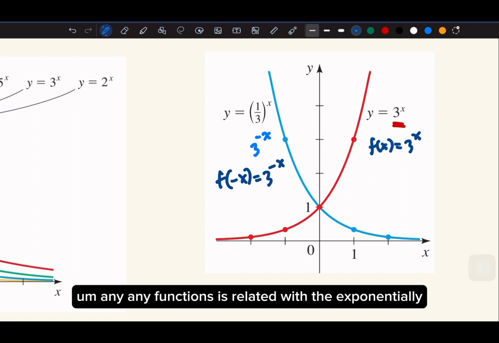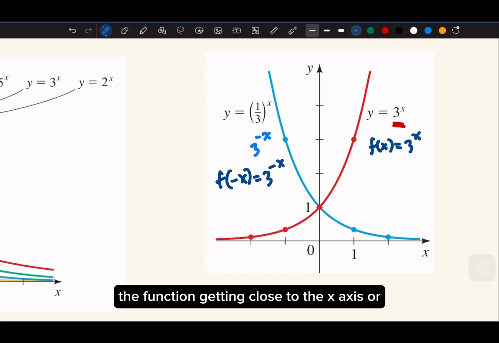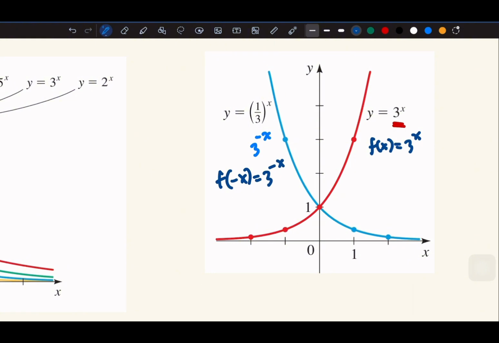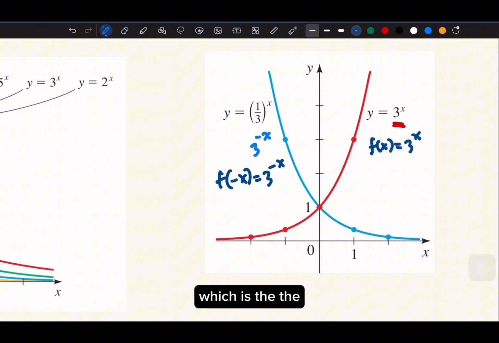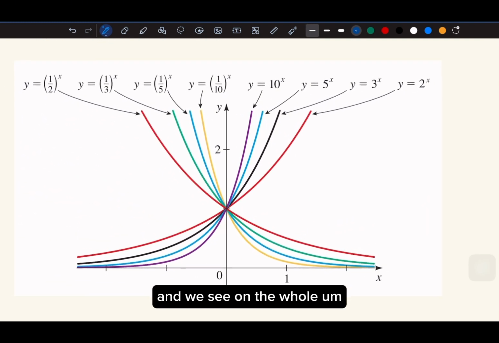This approach could be helpful when you are dealing with any functions related to the exponential, especially the natural exponent. If you are going to see how the function gets close to the x-axis or gets infinitely large when we increase x, then in opposite, we can also see the same behavior on the counterpart, which is f of negative x.